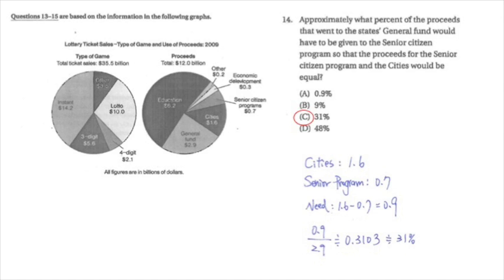So we need to move 0.9 billion out of the total of 2.9 billion in the general fund, and the percentage is 0.9 over 2.9, which is roughly 0.3103, which is pretty much 31%.